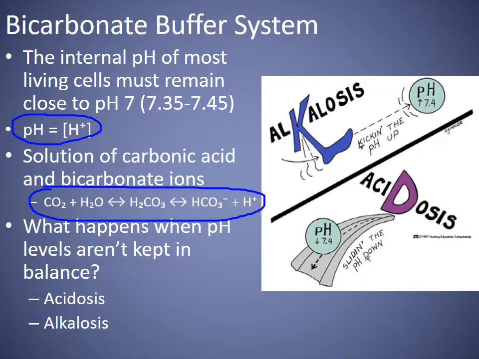Carbon dioxide reacts with water to form carbonic acid. Carbonic acid, a weak acid, will dissociate into bicarbonate ion and hydrogen ion. If there's higher concentration of carbon dioxide or higher concentration of bicarbonate ion or hydrogen ion, it can shift one way or the other. If it shifts towards one side of the reaction here, what could happen are two different terms that we're going to talk about: acidosis and alkalosis.